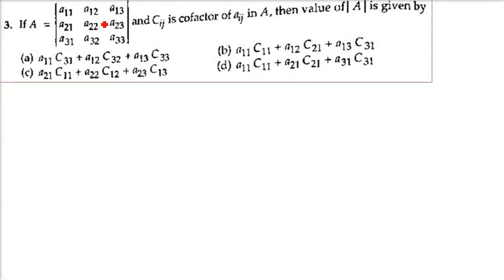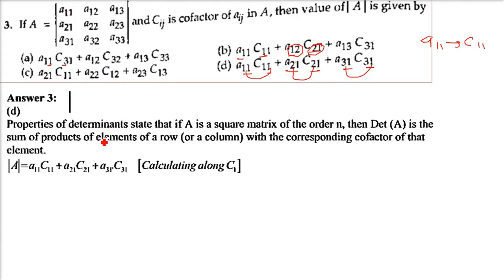Now A is this matrix and Cij is the cofactor of Aij in A, then the value of determinant of A is given by. So A11, C11. Always remember, the cofactor of A11, that is C11, is multiplied to the value. But others are A11, C31. No, it's incorrect. Only B and D seem to be correct. But still, A12 cannot be with C21. It has to be with A12 and C12. So the D one, A11 C11, A21 C21, A31 C31, this is correct. So the answer is D here.